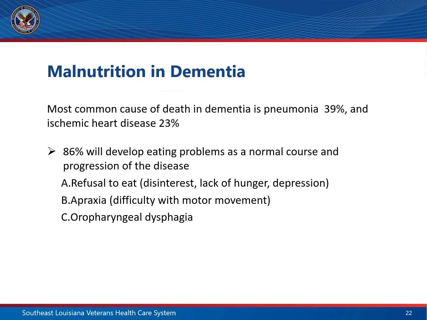Now, when you have malnutrition on top of dementia, like I said, if they're wandering, they really need some supervision to make sure that they eat and keep them on task. But the most common cause of death in dementia is pneumonia, followed by ischemic heart disease. 40% die of pneumonia as a natural cause and progression of that disease. Like I said, 86% will develop eating problems. They'll either refuse to eat, they're not hungry, depression, disinterest. They have difficulty with motor movement, getting things to their mouth, or they have dysphagia.